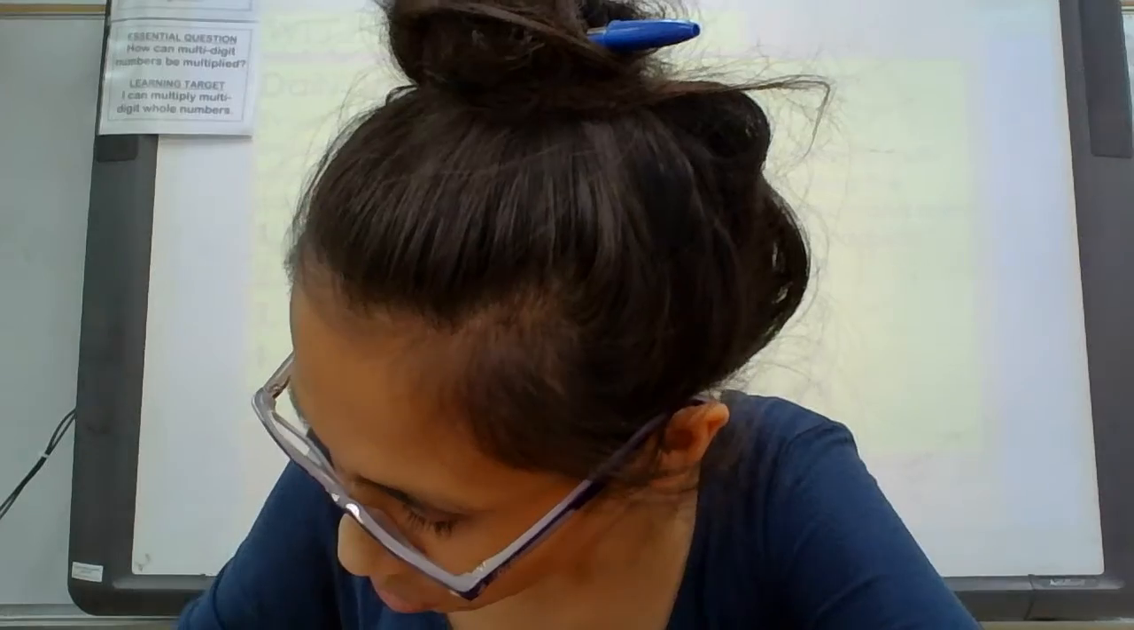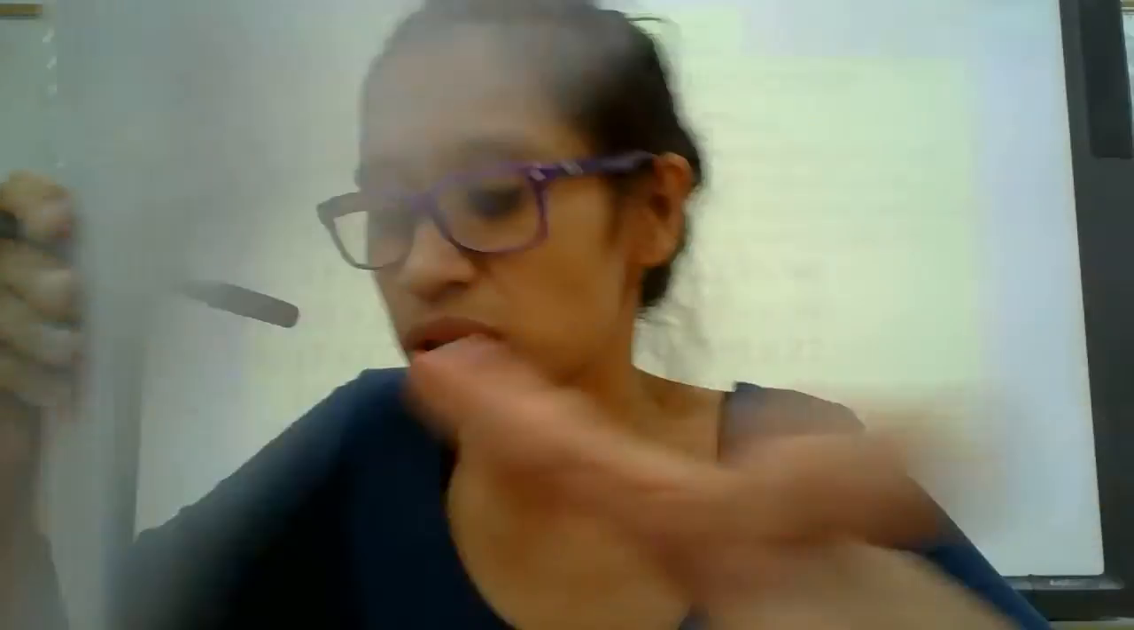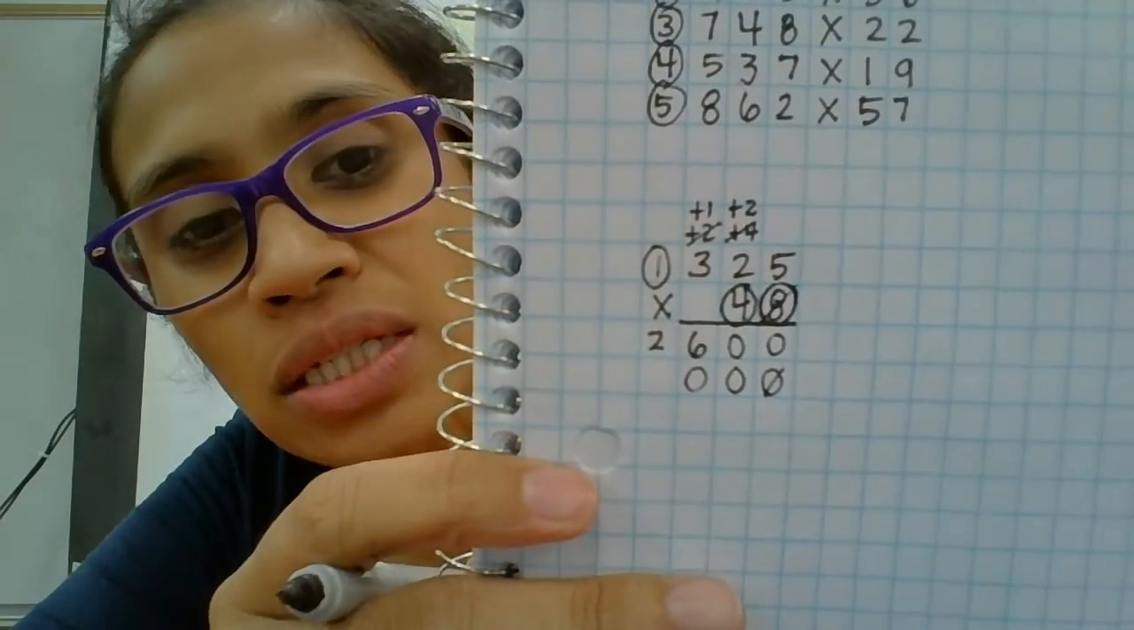Write the 0 plus 2 up top. Then we have 4 times 2 is 8 plus the 2 is 10. Write the 0 plus 1 up top. And then 4 times 3 is 12 plus that 1 is 13.